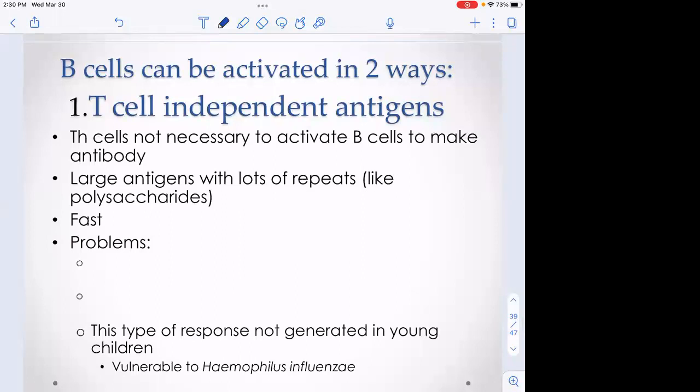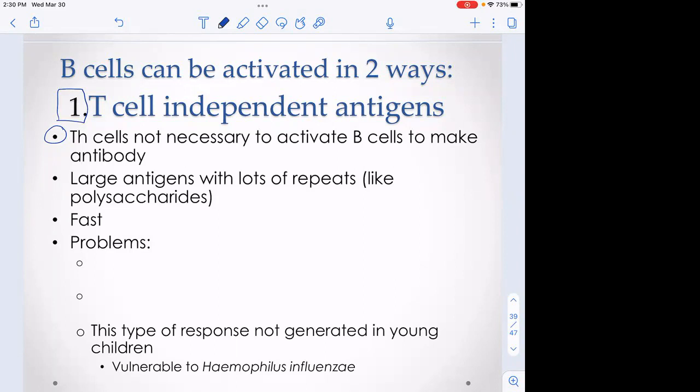So how do B cells get activated? Remember, when they're activated, they're going to differentiate into plasma cells and make antibodies. We said there are two ways that can happen. In one way, the cell can be activated by the antigen itself, so it doesn't need extra stimulation from T helper cells. We call these antigens T cell independent antigens. These are antigens that can activate a B cell to make antibodies by themselves.